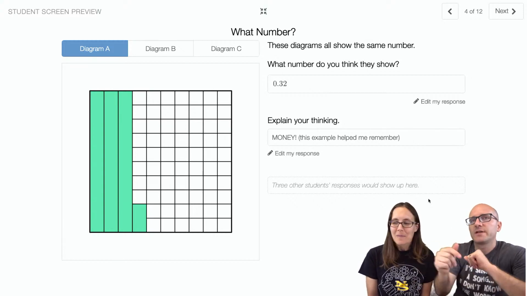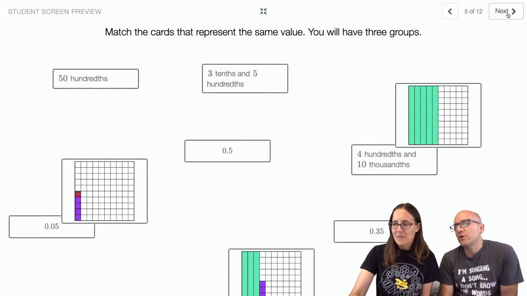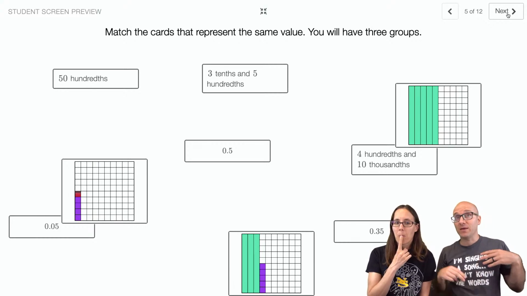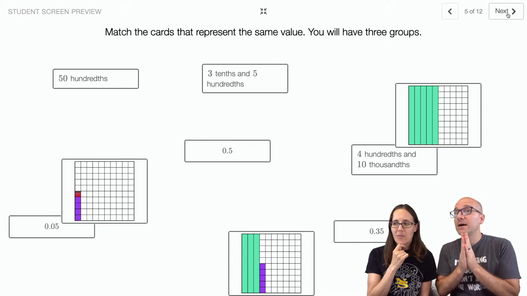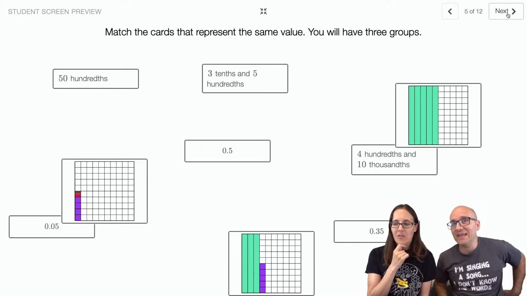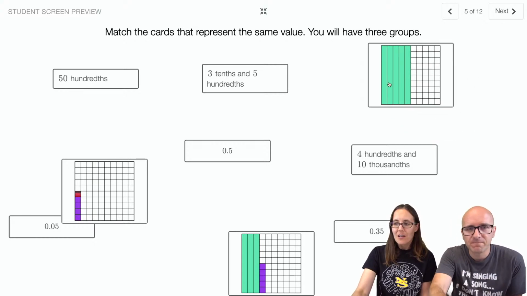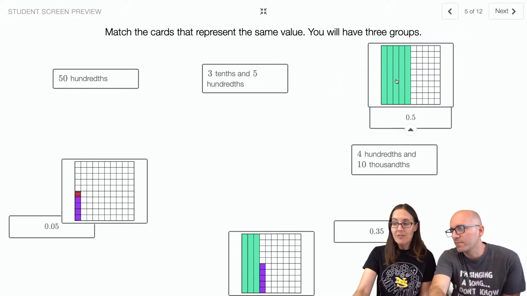All right, jump over to the next screen, and you get to see the card sort. You're supposed to group things together that are equal. So it might be just worded out, it might be a numerical value, or you might see a picture. Only group them if they are equal. Ooh, so like this right here, that's half filled in, so that goes with 0.5 because 0.5 is half. That is correct. Now they're grouped.